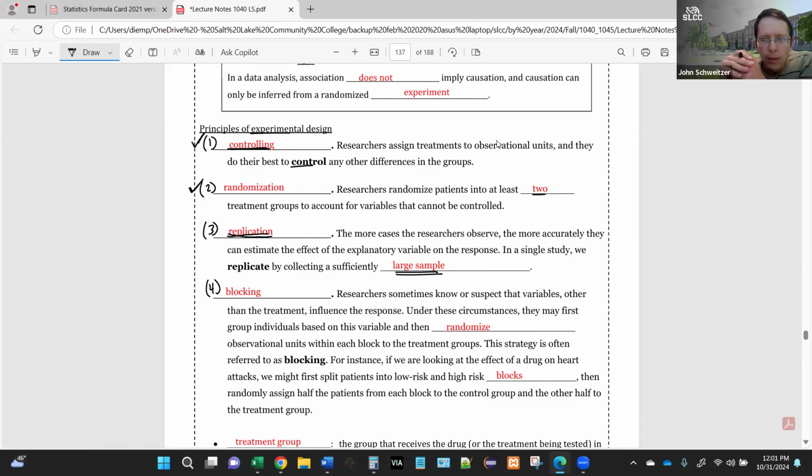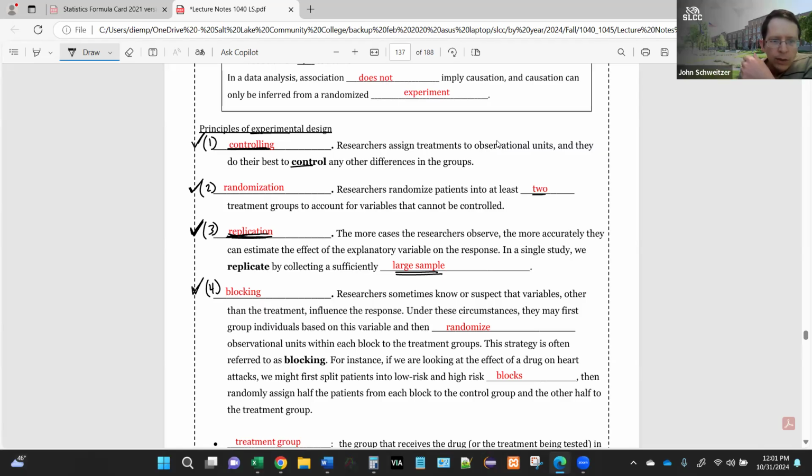So how large is large? Well, as you've seen, there are formulas for calculating sample size. So we have ways of determining how large of a sample we need, but replication simply means you have multiple people in the study, multiple people in the experiment. So you're not just experimenting on one or two or three people. You're experimenting on enough people to get inference. And then fourth is blocking.